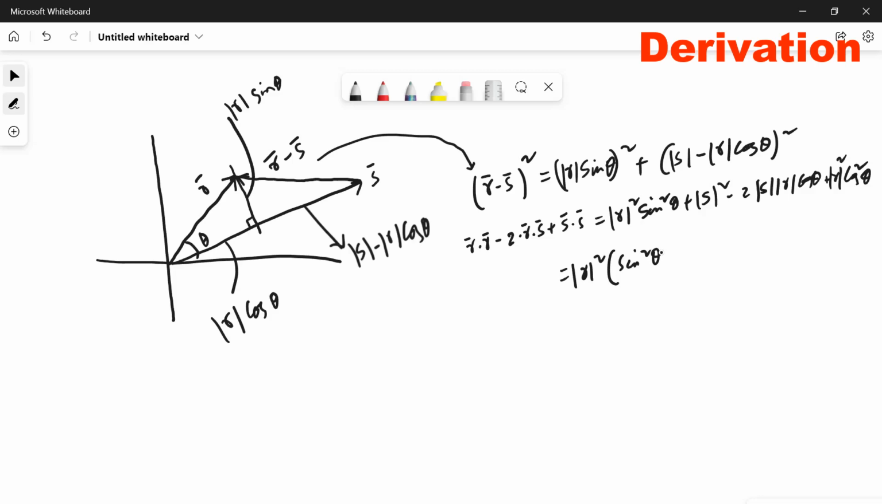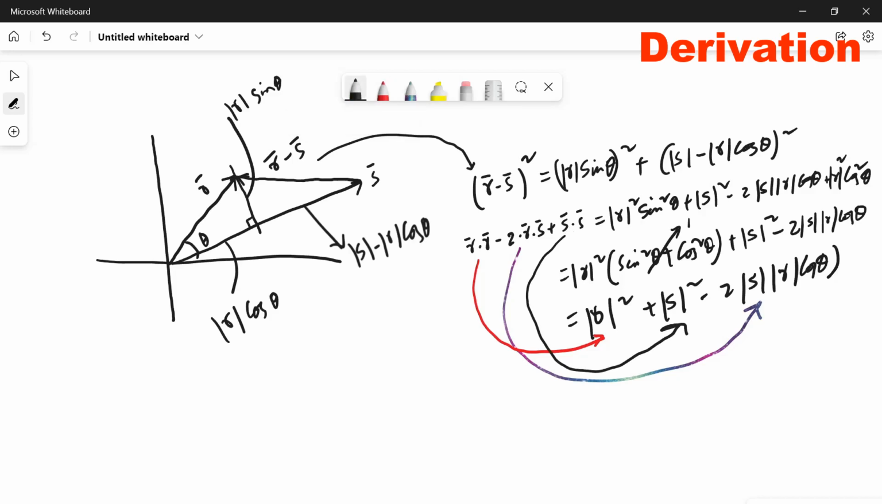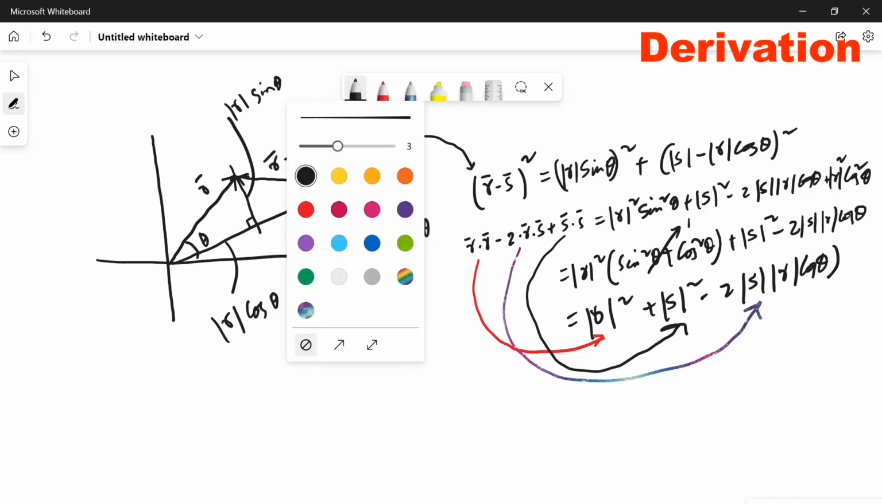We can simplify this by taking a common of r mod square, and inside the bracket we get sine square theta plus cos square theta. As sine square theta plus cos square theta is 1, we can simplify it as simply r squared. Now, if I compare both the left hand side and right hand side, we see that 2r dot s is equal to r s mod cos theta, and r dot r is nothing but r square, and s dot s is nothing but s square.